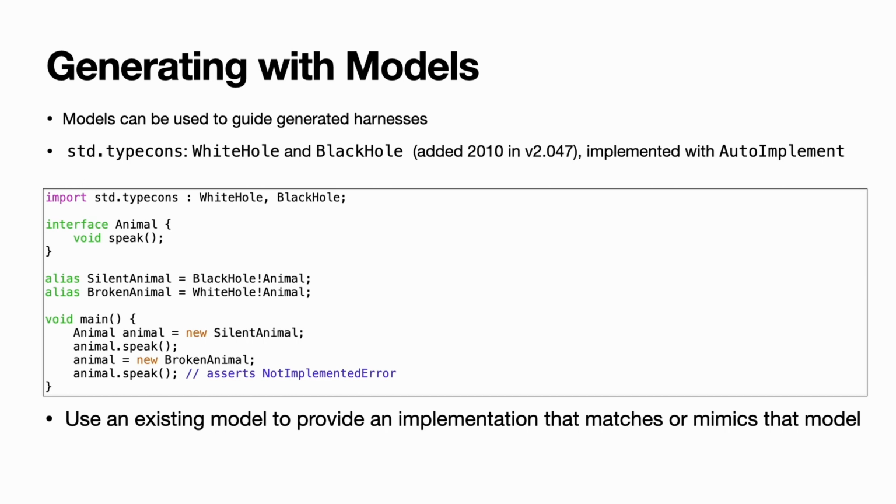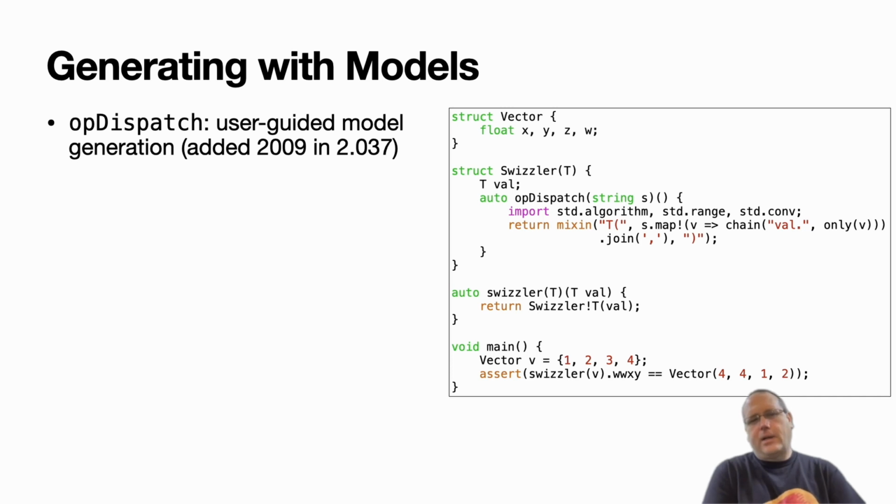But of course, you're using an existing model to generate an implementation that matches or mimics that model. But for interface classes, the entire model must match. There are no optional things. There are no UDAs you could use to say, don't do this one. Because the compiler says this class has to implement this interface, it's going to require that method exists. So we move on to a better option for this, and that's opt_dispatch, user-guided model generation.